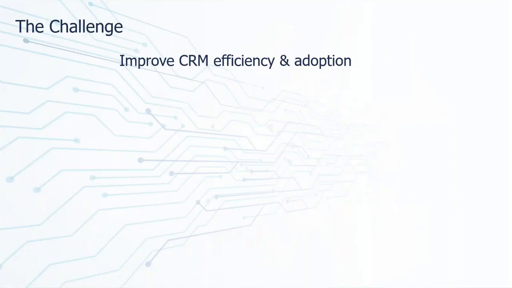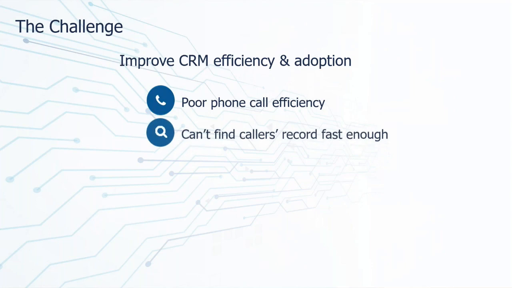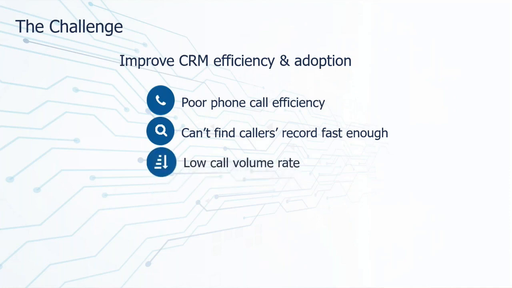Let's discuss some of the challenges we see today regarding phone interactions between users and customers as they relate to the CRM system. First, poor phone call efficiency. With no workflows or too many clicks, it can be very cumbersome. Often users can't find the caller's record fast enough, or in some cases at all, which can really lower user efficiency and, of course, customer service. And often you'll have low call volume rates as an issue, due to inefficiencies in the CRM system and no integration with the phone system.